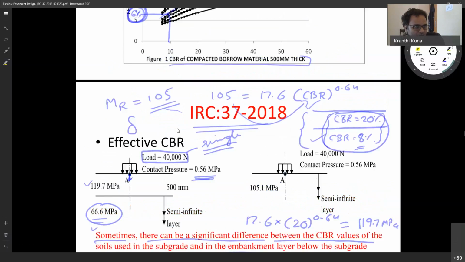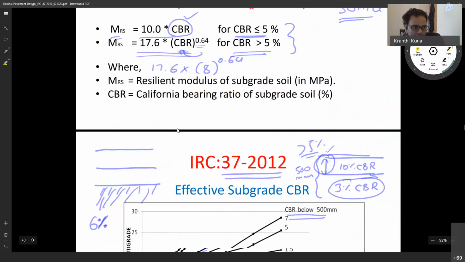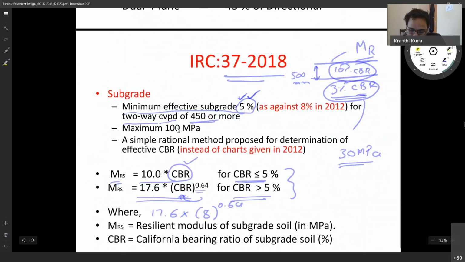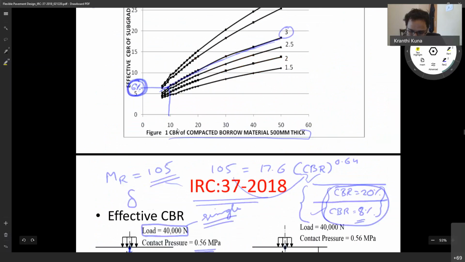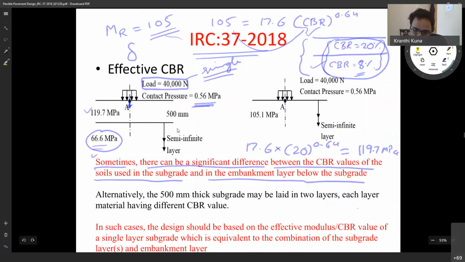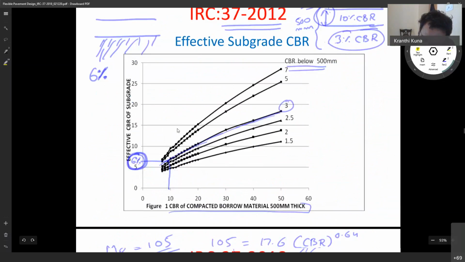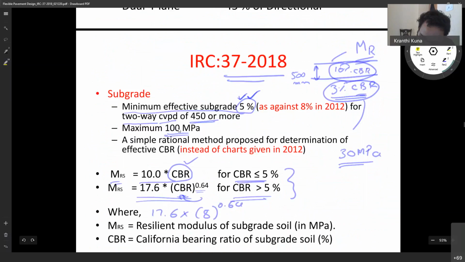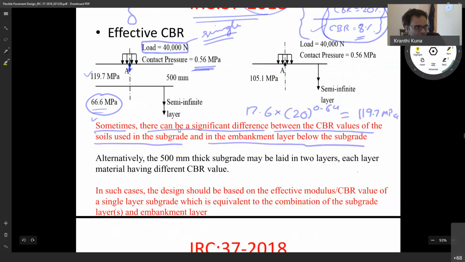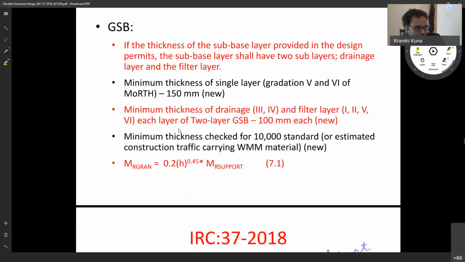And another point you may have to remember is, although you get 105 as effective modulus here, in the analysis we should be using a maximum value of 100. You should not be using more than 100 megapascal for subgrade modulus. Okay, remember these points. So maybe with this one I will close here.